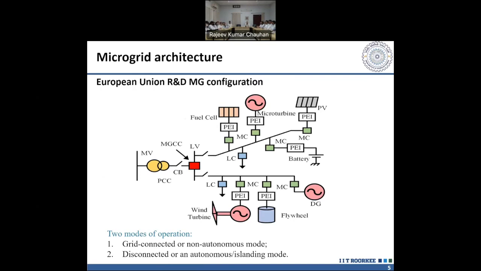This CB, which is written here, is the point of common coupling. When this switch is closed, then my grid is connected with this. When there is no power, we can say that this is open. So the whole system is called an islanded system. My whole complete grid is working in the islanded mode.